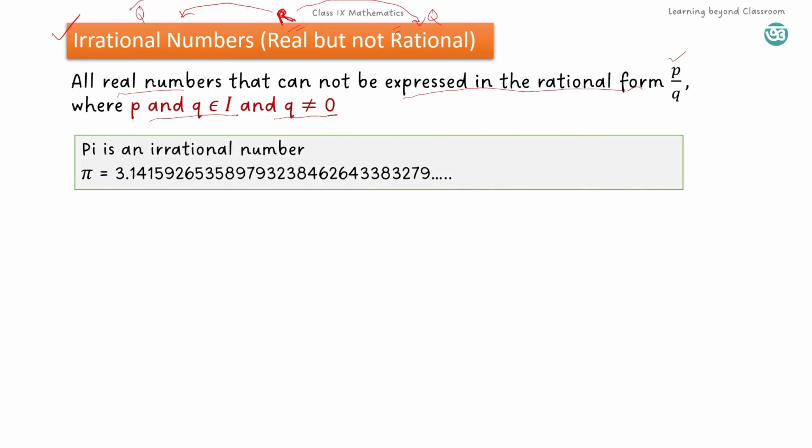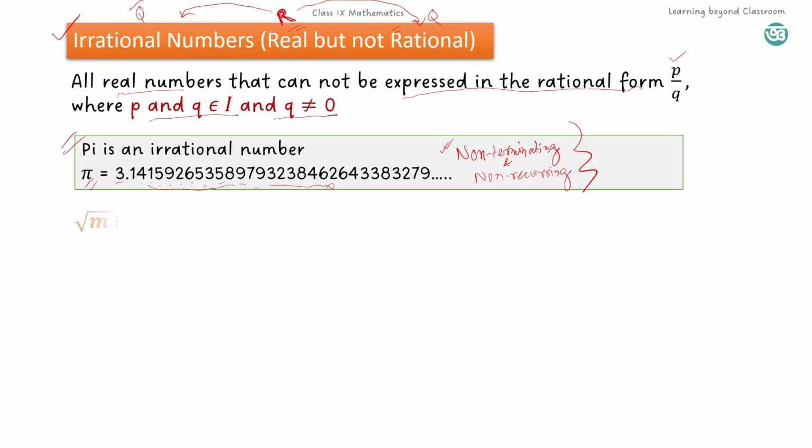We have discussed pi is an irrational number because the value of pi is 3.1415925 etc., and these are non-terminating and non-recurring. You can see there is no recurring part within this, so this is non-recurring. So all decimal numbers which are non-recurring and non-terminating are irrational numbers.